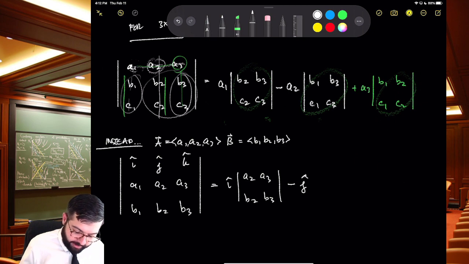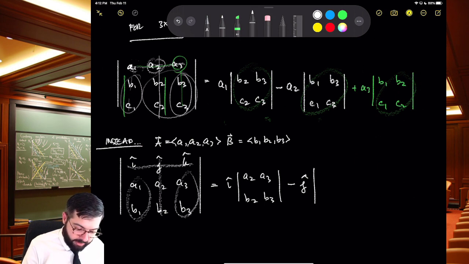minus J hat times the determinant of what? Well, don't consider that or this. It's A1, B1, A3, B3.